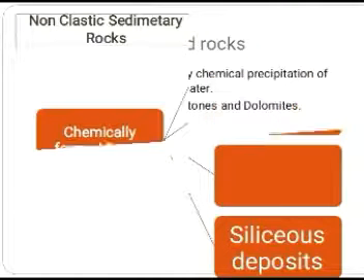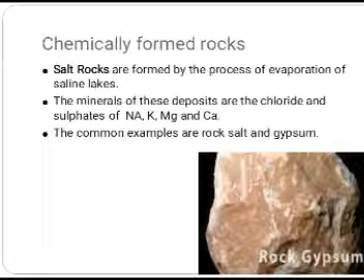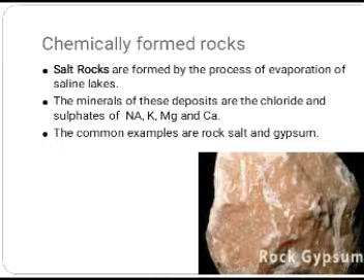Non-clastic sedimentary rocks are chemically formed and are of four types. The first is carbonate rocks, then salt rocks, ferruginous rocks, and siliceous rocks. Carbonate rocks are formed by the chemical precipitation of calcium carbonate from sea water. The common examples are limestones and dolomites.